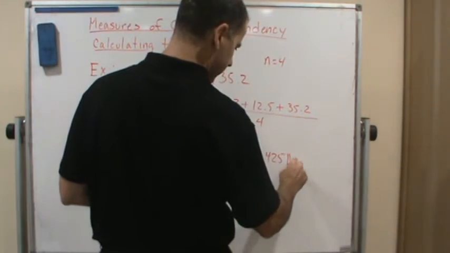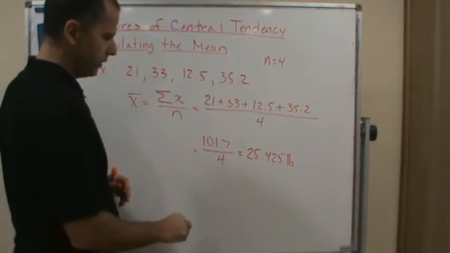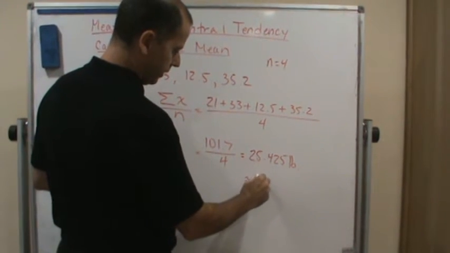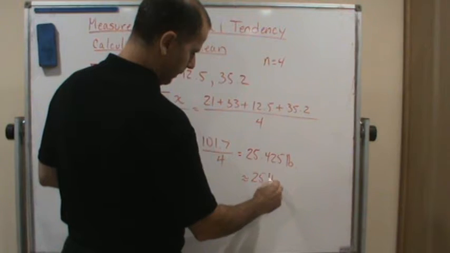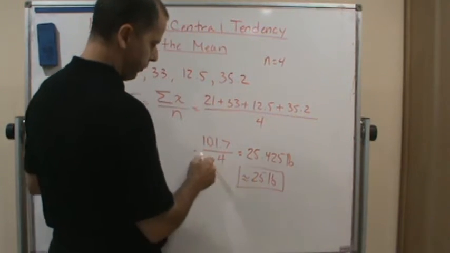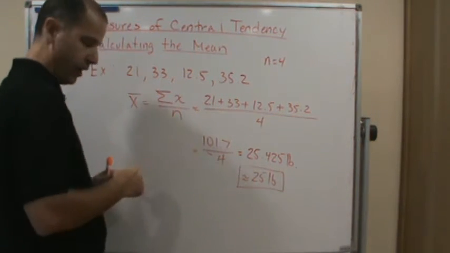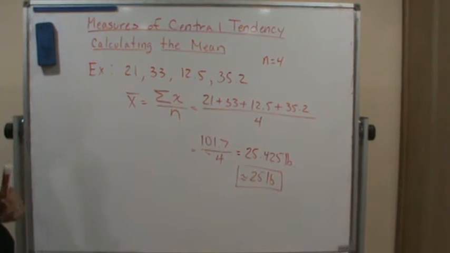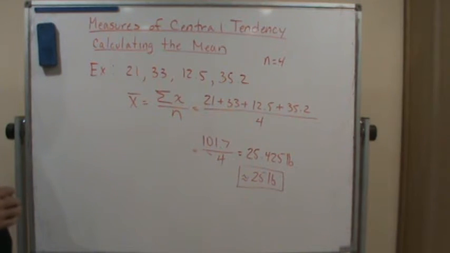Again, units. This is pounds. And so this is going to be approximately 25 pounds. And so that makes sense if we rounded this to 100. 100 divided by 4 is approximately 25. Okay? So that's the answer.